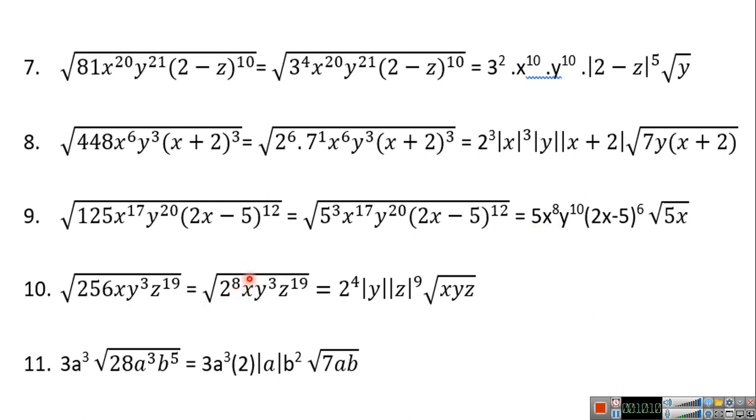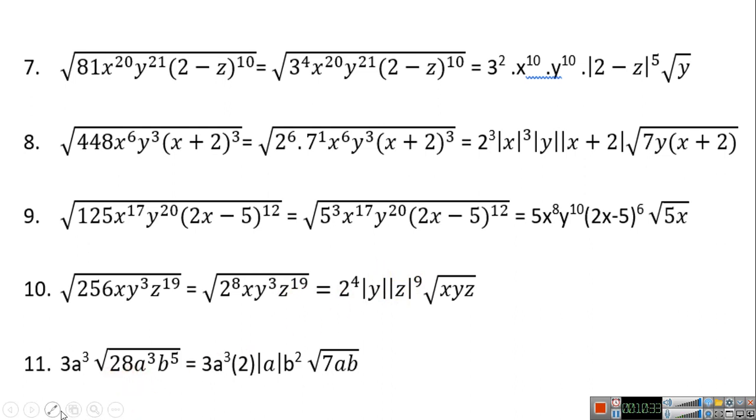Here x power 1 remains inside. Here power odd, 3 remains 1y. z power 19 remains 1z. We divide by 2, it will be 2 power 4. 3 divided by 2 is 1. 19 divided by 2 is 9. So I put here absolute value because the powers here are odd.